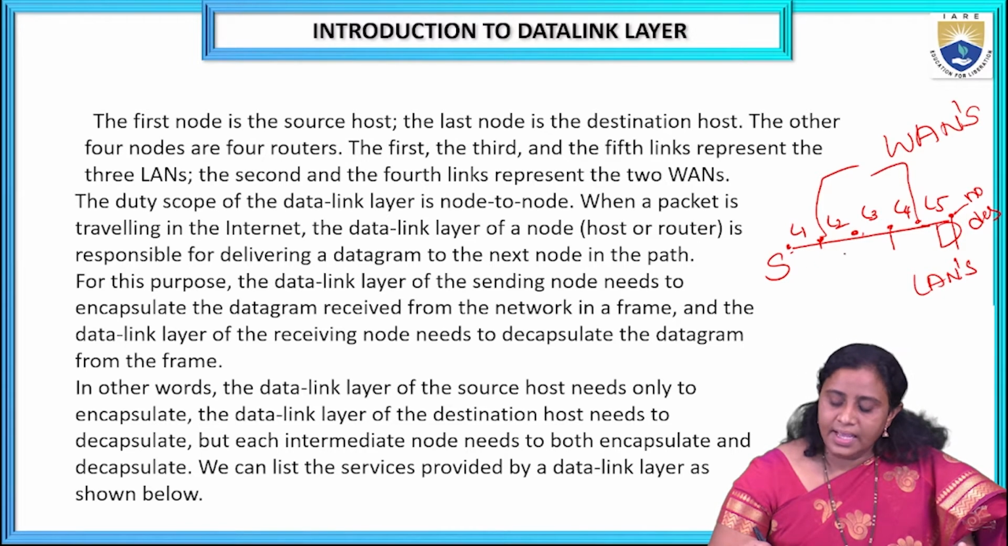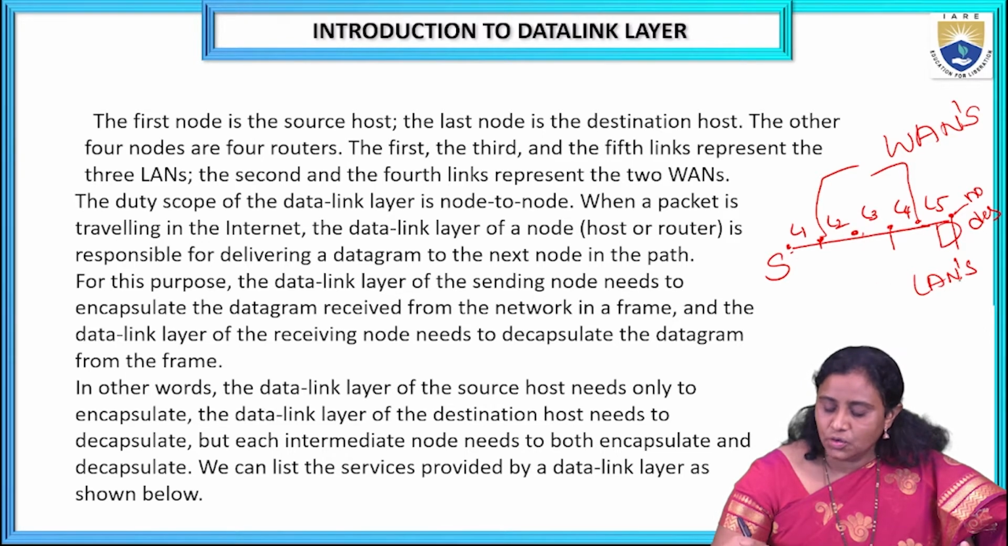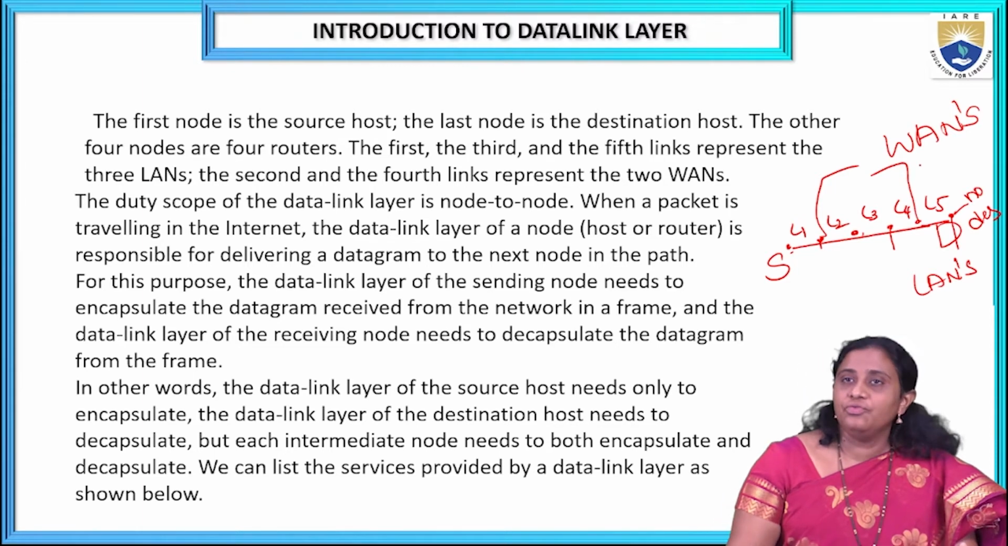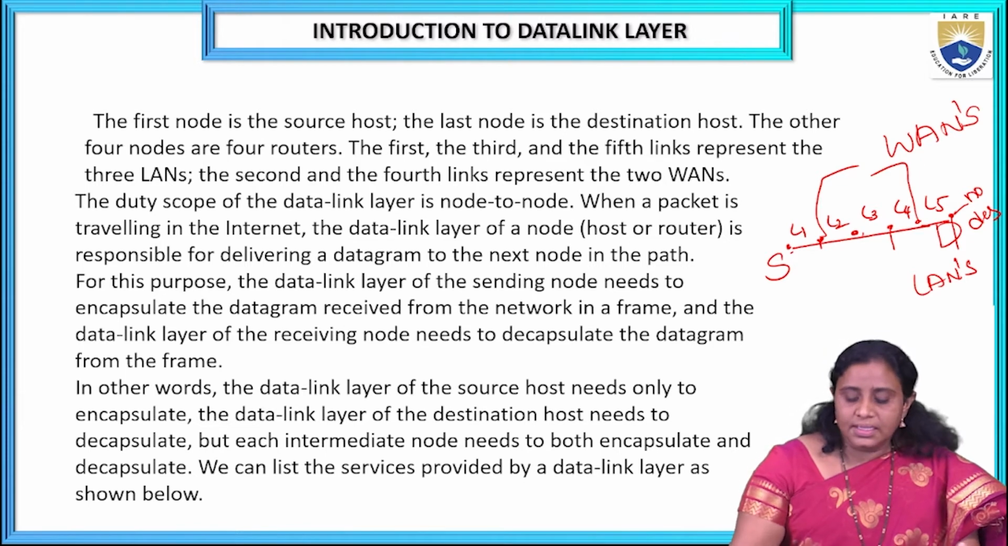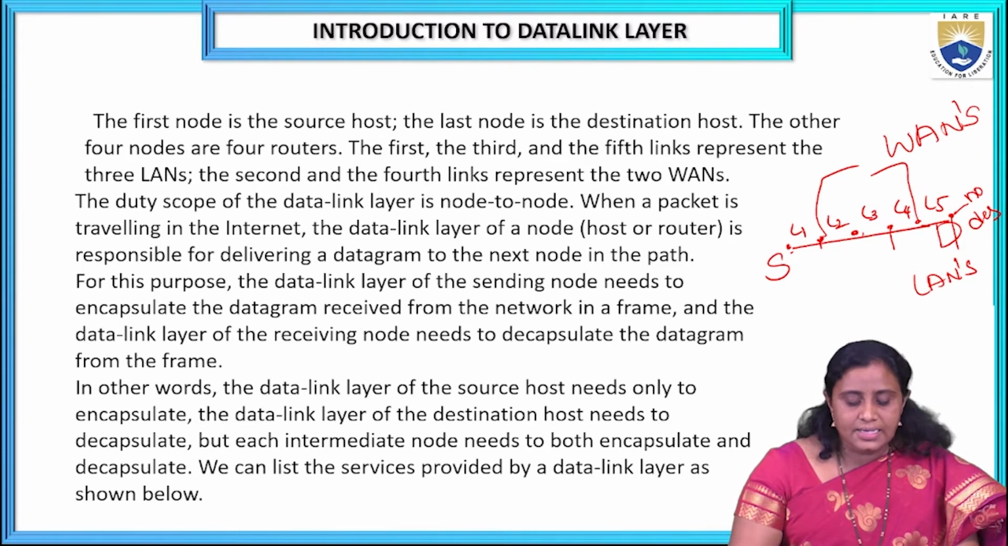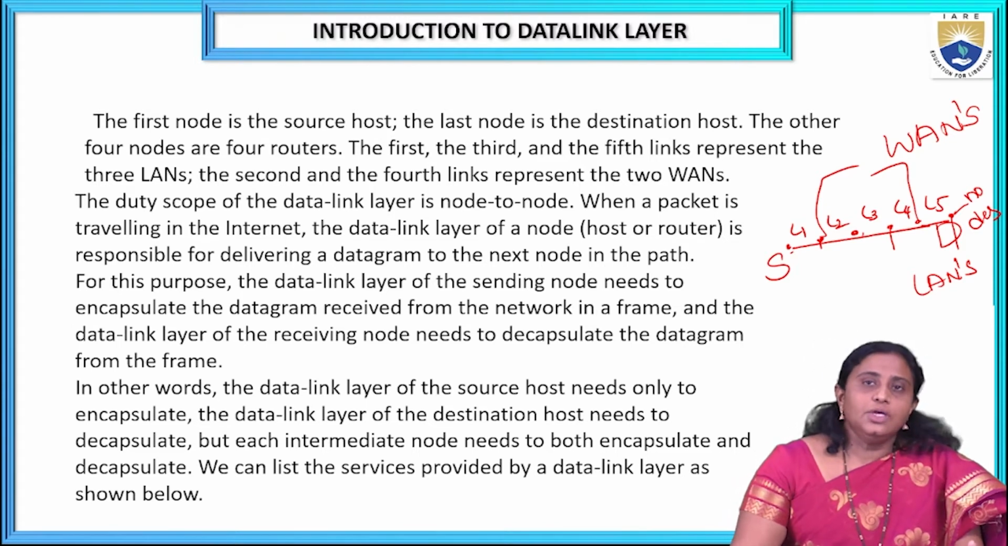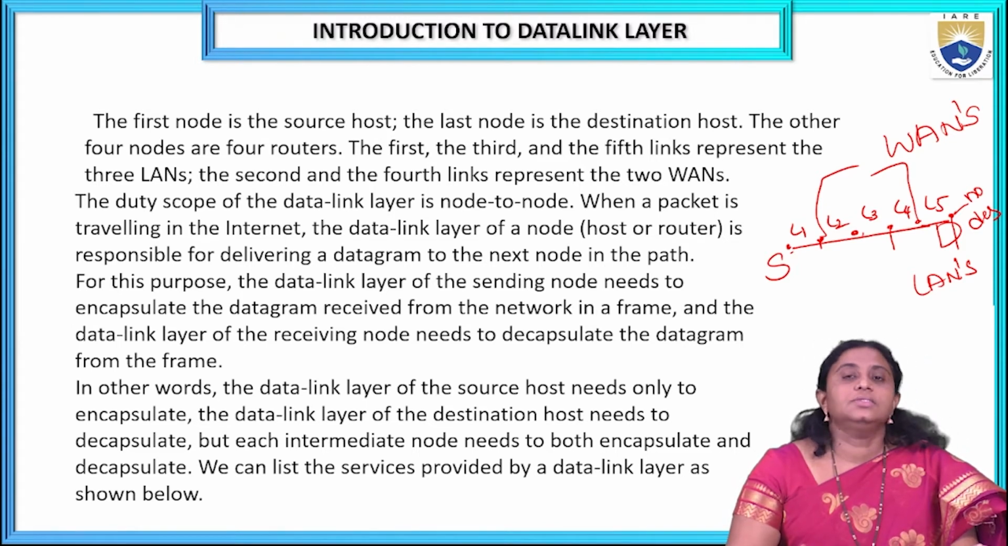If you take the example of this given figure, node 1, node 2, node 3 will be connected by means of a LAN, and node number 2 and node number 4 will be considered as WANs. So the first, the third and the fifth links represent 3 LANs. The second and the fourth links represent the 2 WANs. Here the scope of the data link layer is node to node.